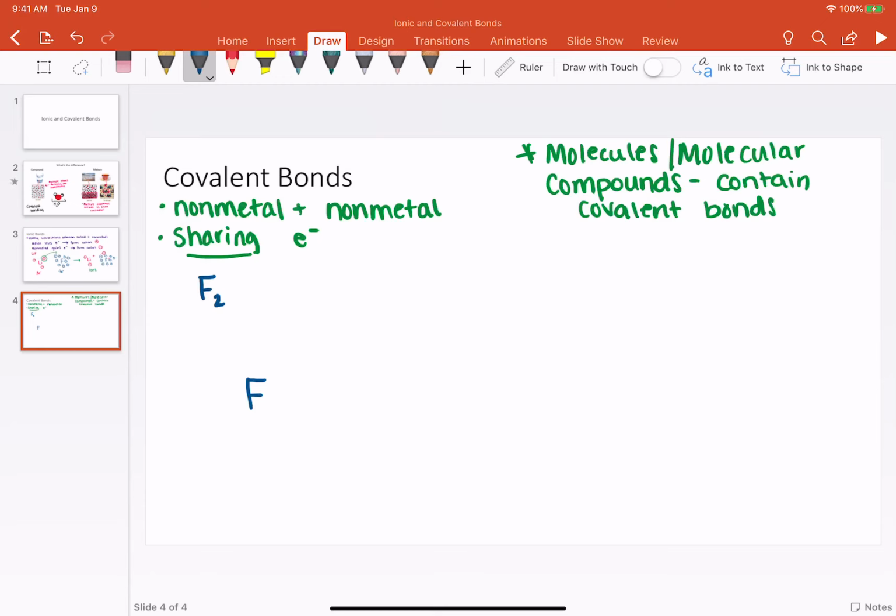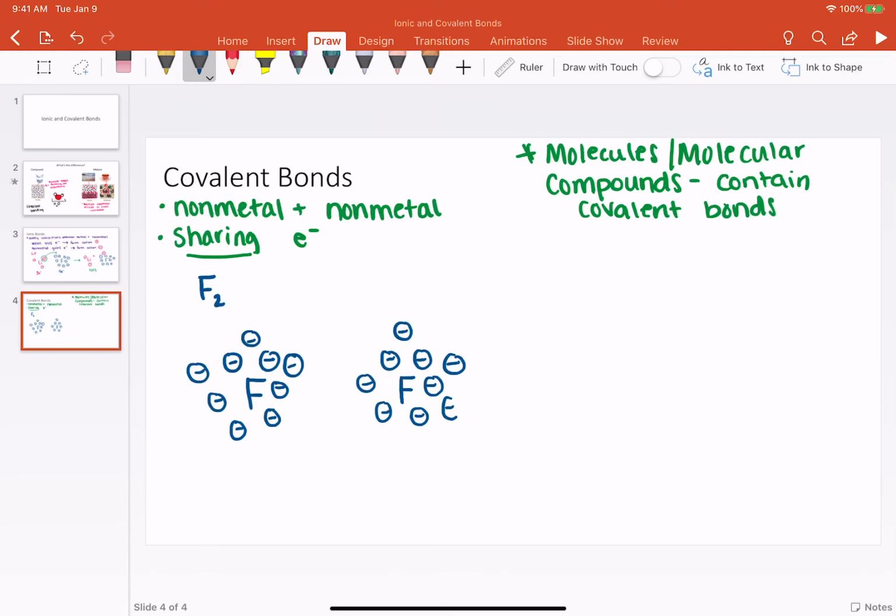So the way that works is we have our two fluorines, and each one in its neutral form has a total of 9 electrons. 7 of them are what we call valence electrons, and again, we are going to talk about that later on this semester, but for now, we just look at the periodic table and we can tell that it has a total of 9 electrons. So 1, 2, 3, 4, 5, 6, 7, 8, 9. This one also has 9.